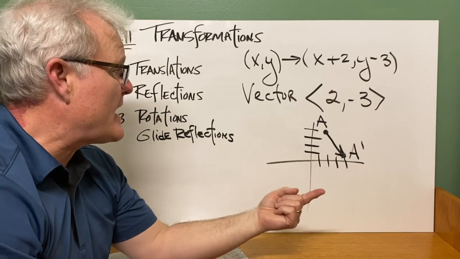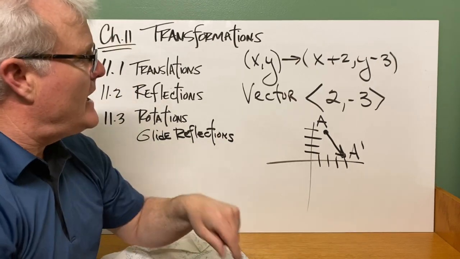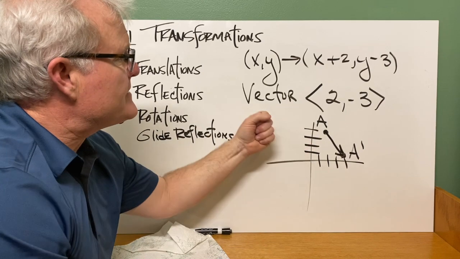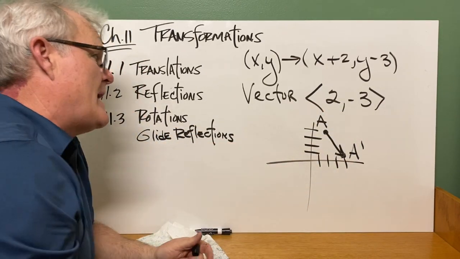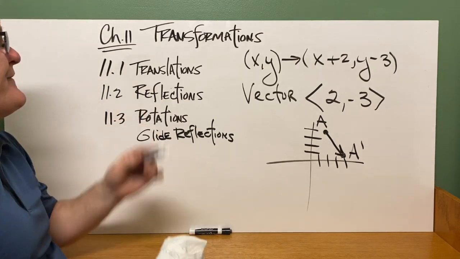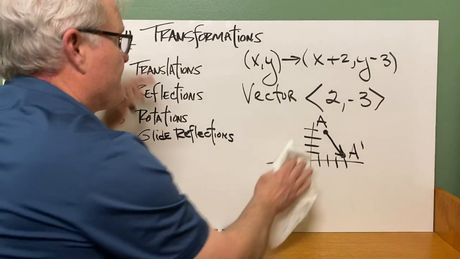It has direction, it has magnitude. And this vector then of 2, -3 is going to move all coordinates over 2, down 3. That was your first one. That is a translation. Okay.